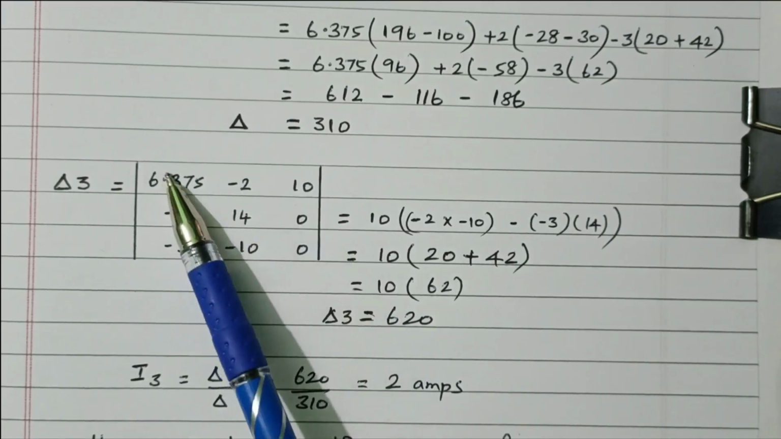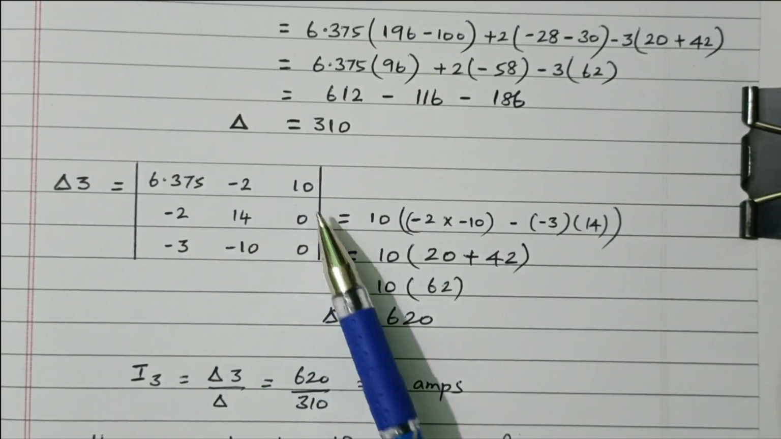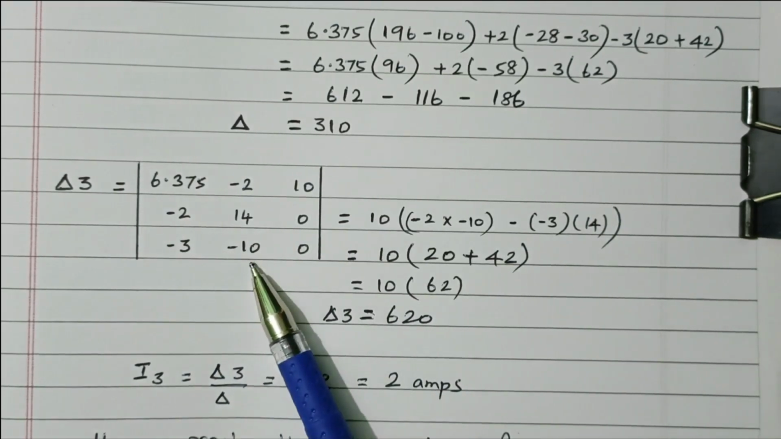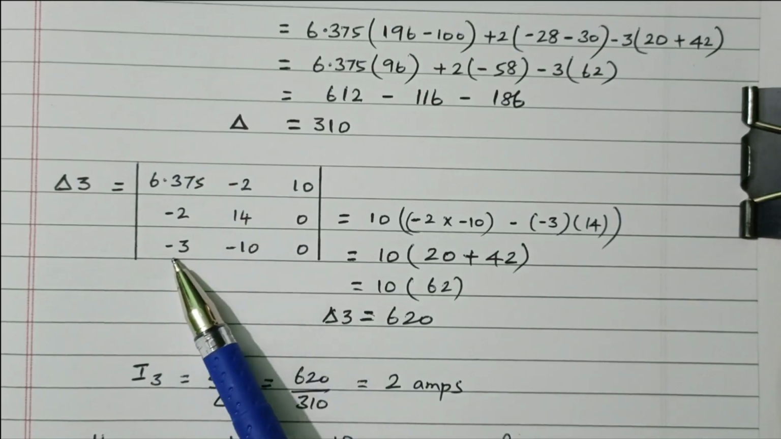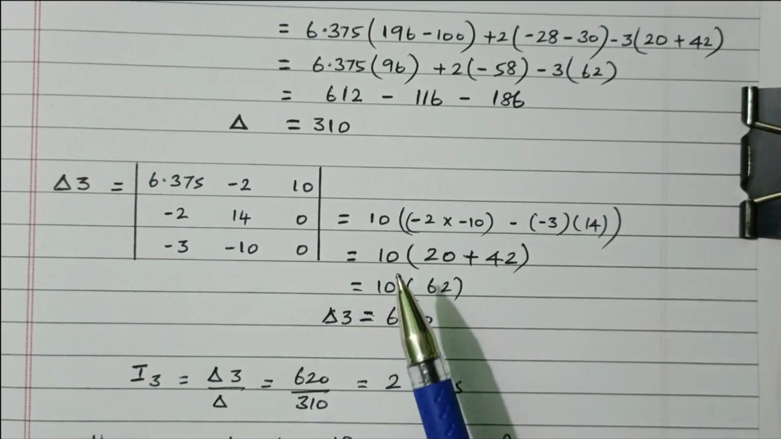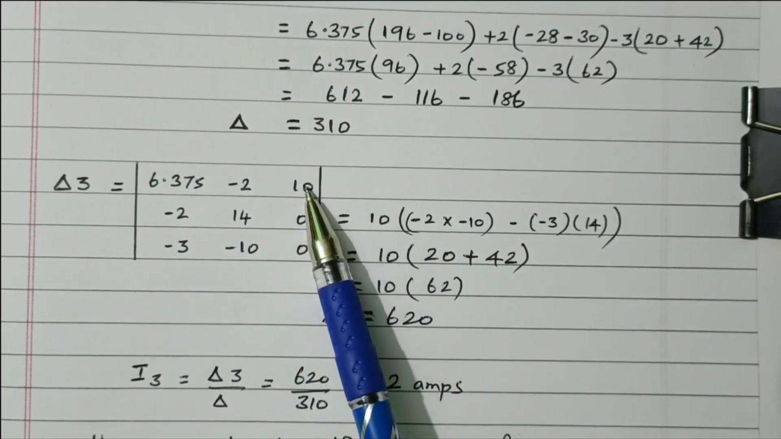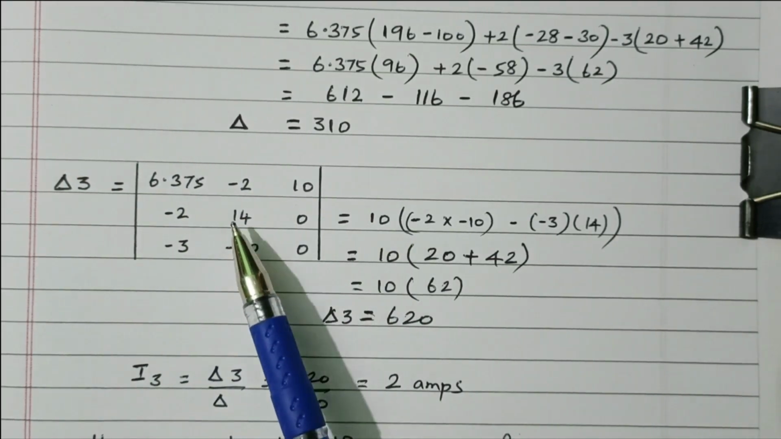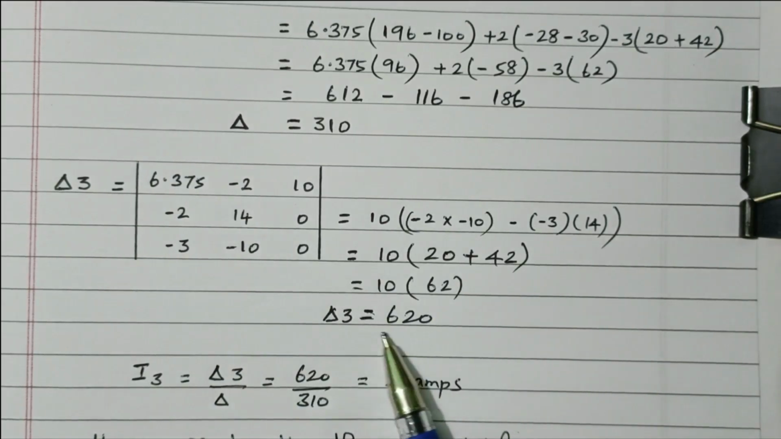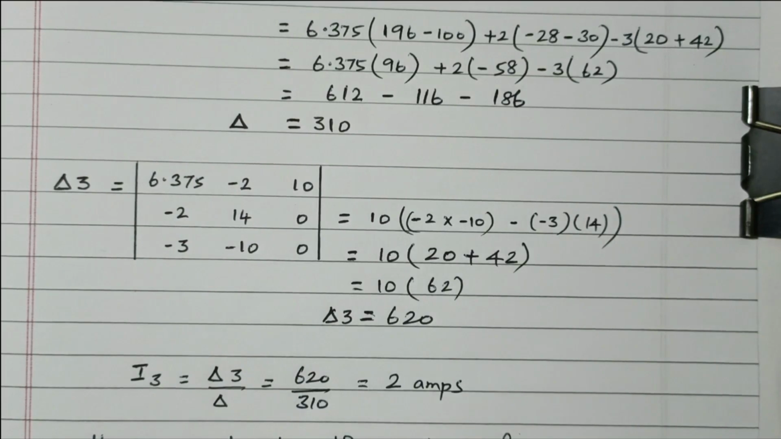Right. In the previous case we proceeded with a normal procedure. Now we will take 10. If you take 10, you have to multiply these two: minus 2 into minus 10, minus of 14 into minus 3. These two elements are 0, so totally we will get 0 only. Right. So 10 into these two elements multiplied, minus these two elements multiplied. After simplification we got 620. Delta 3 equals 620.